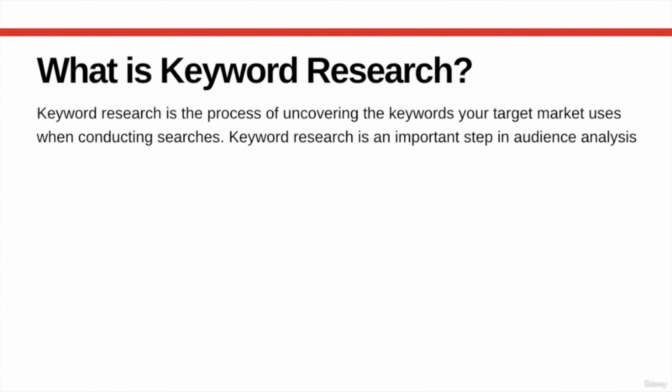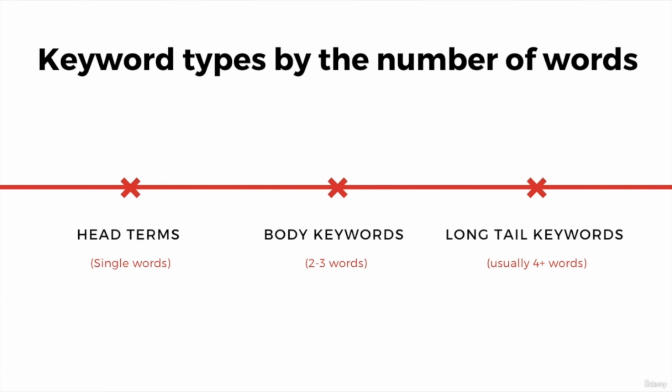Now, let's look at the keyword types based on the number of words in the keyword. First, head terms. These are usually single word keywords with lots of search volume and competition. Examples of head terms are keywords like insurance or vitamins. Because searcher intent is all over the place, someone searching for insurance might be looking for a car insurance quote, a list of life insurance companies, or a definition of the word. Head terms usually don't convert very well.